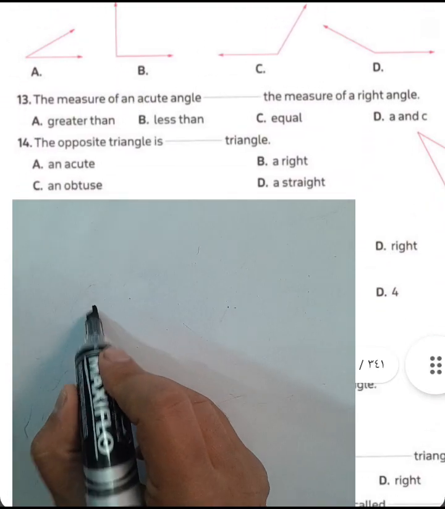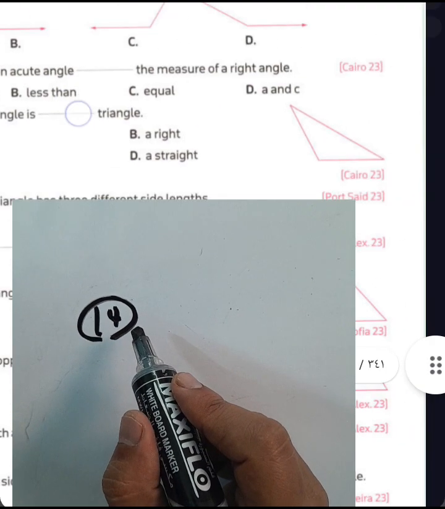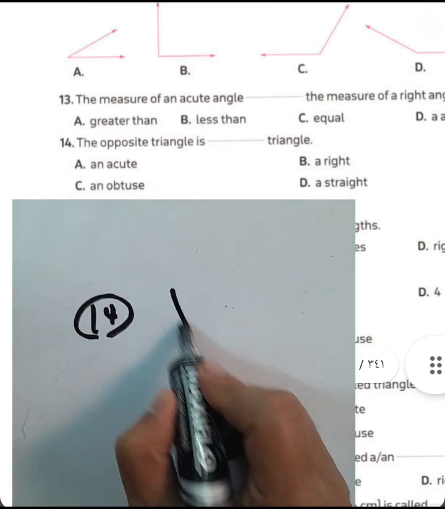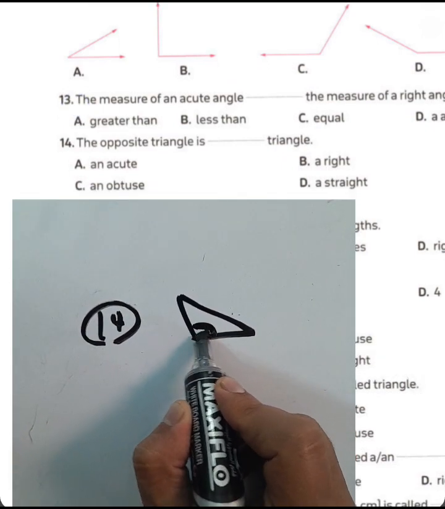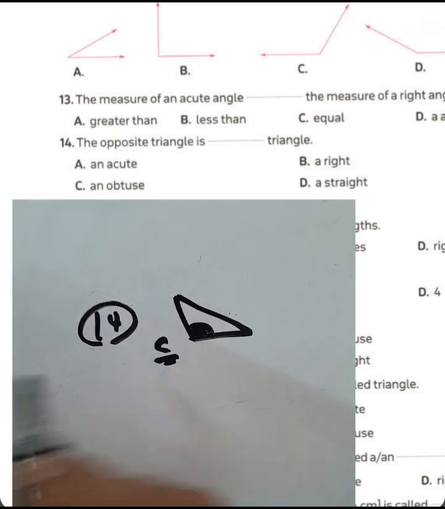Question 14. The opposite triangle, we call it obtuse, because the measure of the vertex here is greater than 90 degrees and less than 180 degrees. We call it obtuse. Choose letter C.